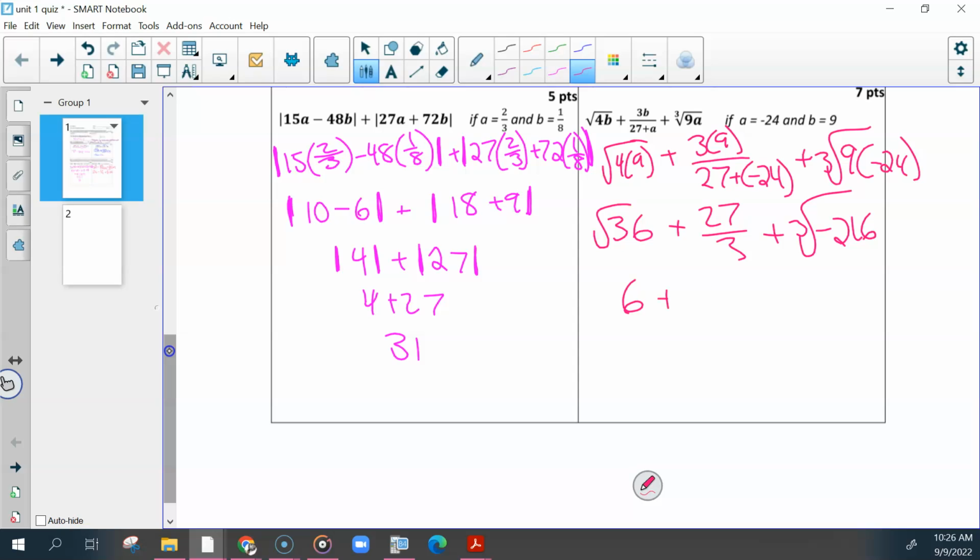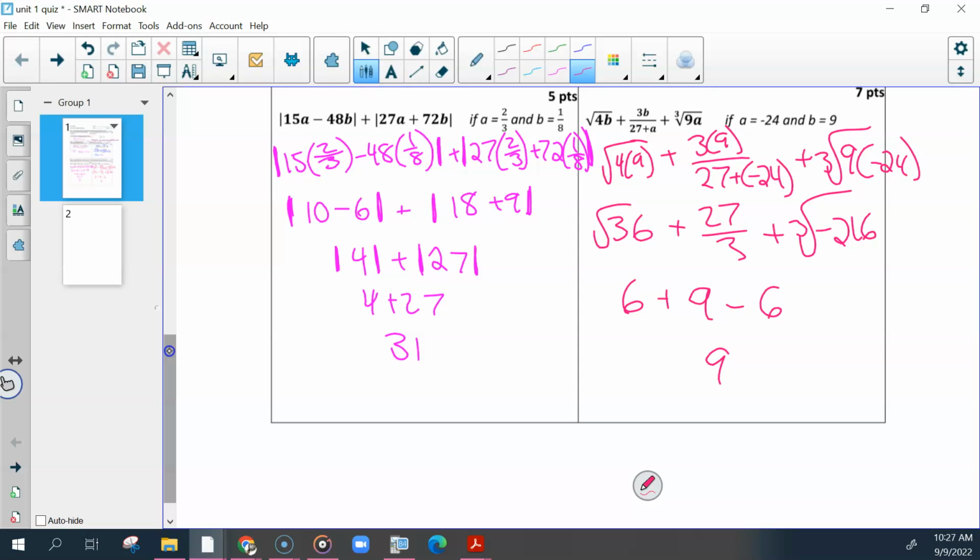And then getting these was worth 1 point, this entire row, and then of course the correct answer was worth 1 to get 7. Do we have any questions on that?